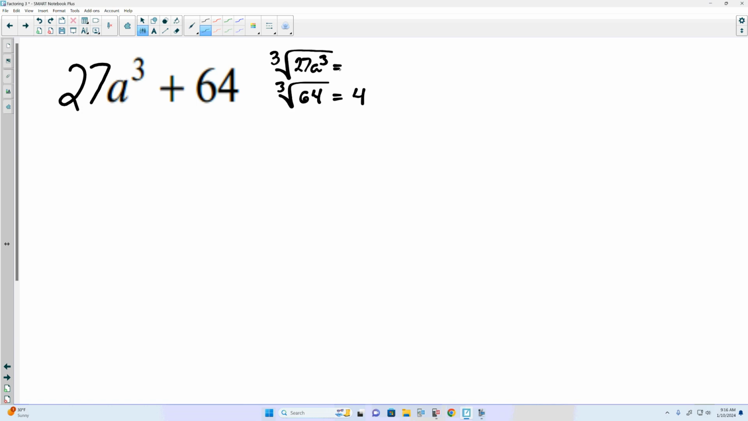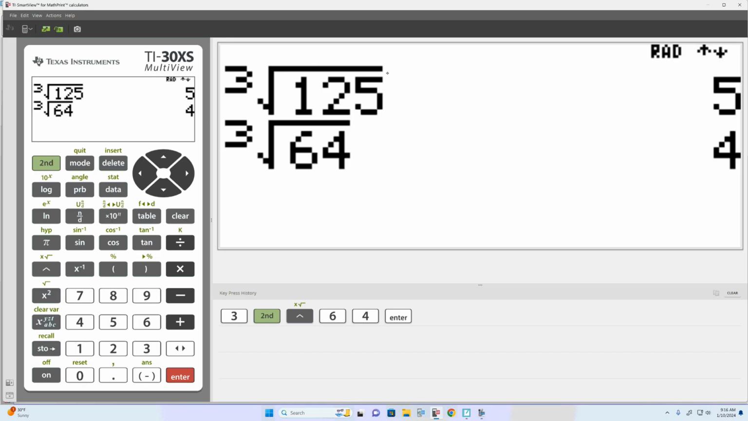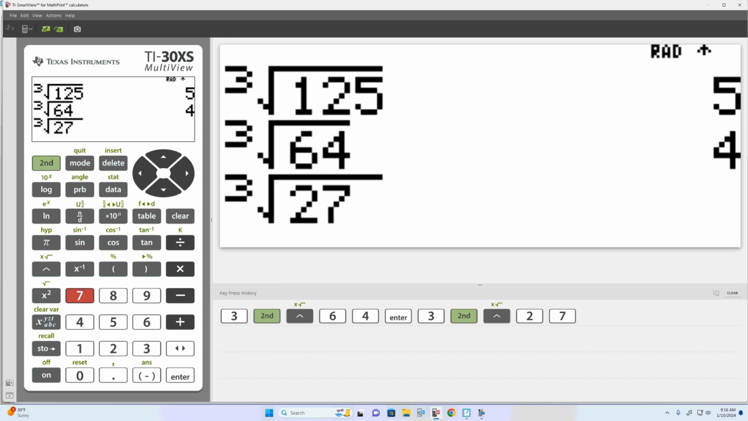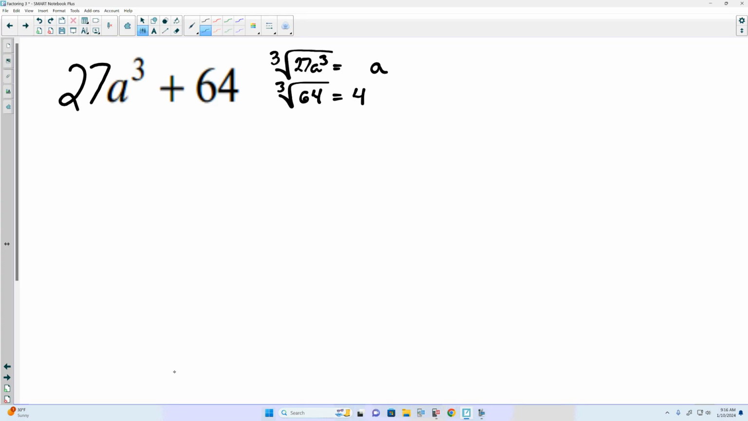Now we can also see if we can take the cubed root of 27a to the third. It is indeed, because the cubed root of a to the third is a. Now 27, we can do it in the calculator. We can say cubed root of 27 is indeed 3. We can't type the cubed root of 27a to the third into the calculator, at least the TI-30X and the TI-84 Plus, because it needs a value for a. But it tells us that both of these here are perfect cubes.